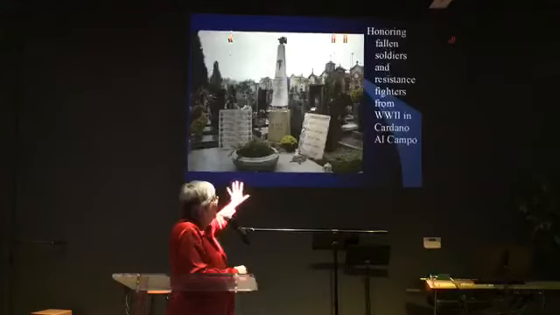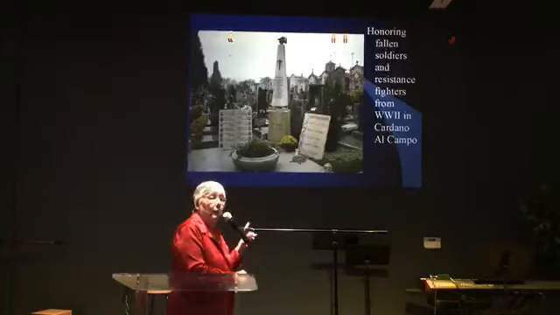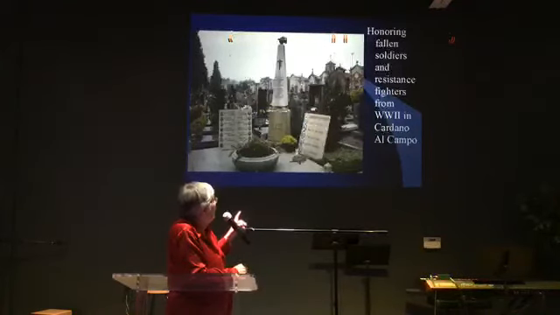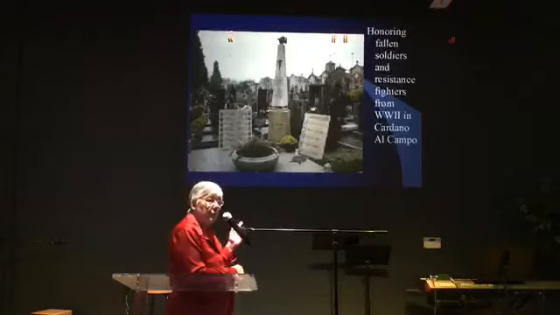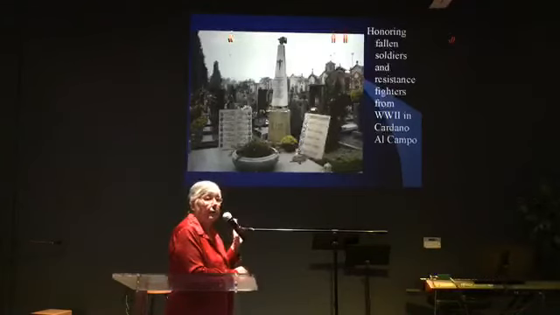This is a section of a cemetery outside Milano that shows fallen soldiers and resistance fighters from World War I and World War II in Campo. So here, these are the soldiers from World War I, and here are the partisans, the resistance fighters from World War II, and here are the soldiers from World War II. So it's this combination of things that you find.